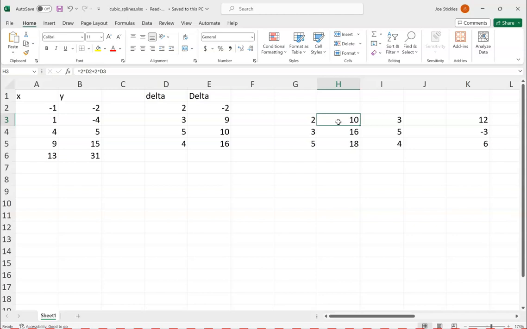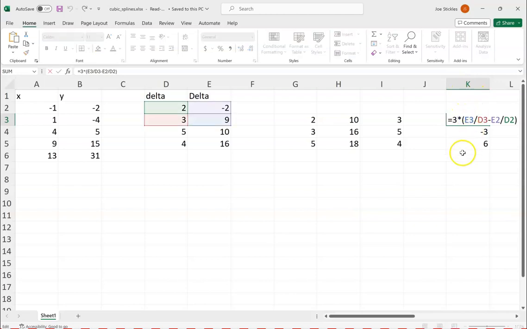Right? All right. The next column that I have over here are your constants. Remember that was the 3 times the difference of consecutive ratios of capital delta to little delta. So if I go back into the formula here, this is capital delta 2 divided by little delta 2. This is capital delta 1 divided by little delta 1. Right? The difference of consecutive ratios of the deltas, and then multiplied by 3.